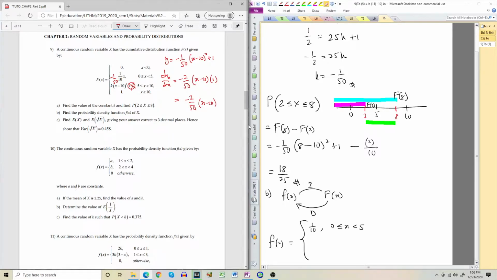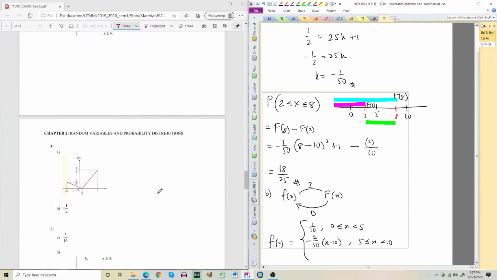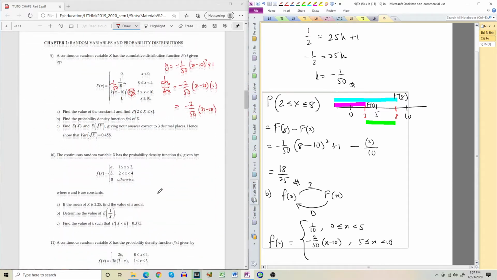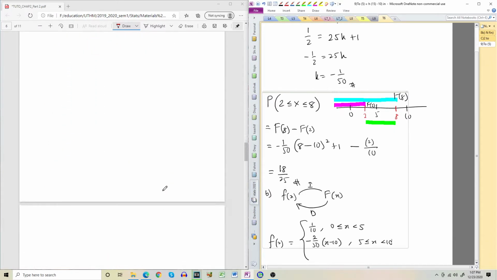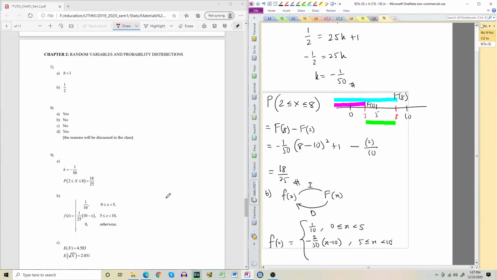Just give me a time, I need to double check. Yeah, this is the answer. Negative 2 over 50. I think in the answer I left the negative. This is question what? Question 9B. Yeah, here there should be a negative here.